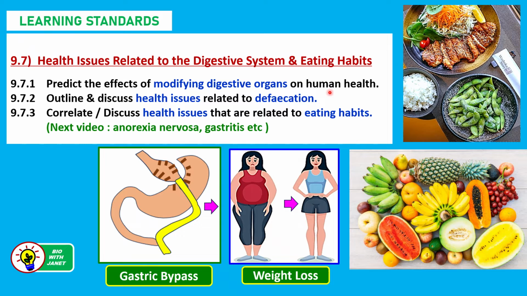Now, number 2, outline and discuss health issues related to defecation. So, example is constipation, all right, that can occur, which is the difficulty in passing the stools out of the body. So, we're going to talk about the functions of fiber.